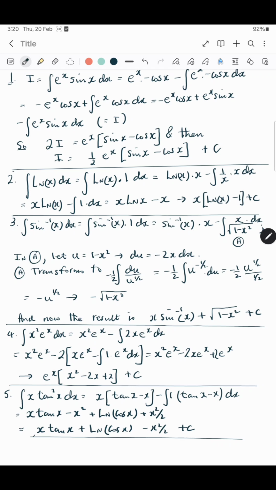Multiplying out, we get x tan x minus x squared plus, now the integral of minus tan x is plus log n cos x, and then you have minus minus, which is a plus, and the integral of x will be x squared over 2. And so finally we have x times tan of x, plus log n cos x, minus half x squared, plus the obligatory constant c.